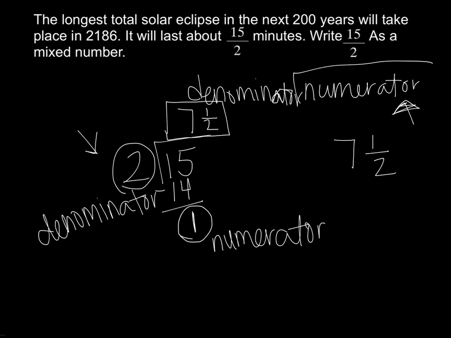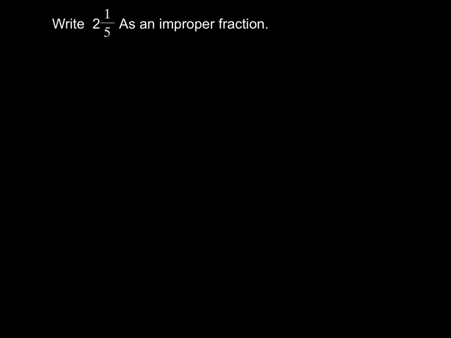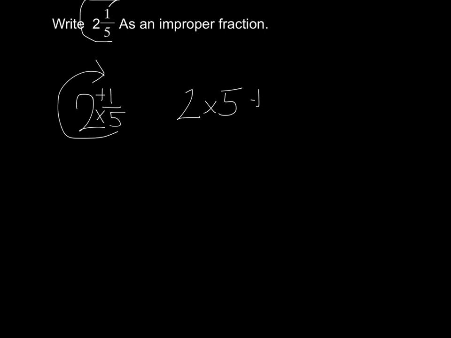So let's try another one. Write 2 1/5 as an improper fraction. All right, so I like to call this method circle up. Okay, we're going to circle up. That's an arrow up there. It's kind of hard to see. So 2 1/5. I'm going to circle up. First I'm going to multiply, then I'm going to add. Okay, so I have to do 2 times 5 plus 1, and our denominator is going to stay the same as it already was. It's going to be a 5.